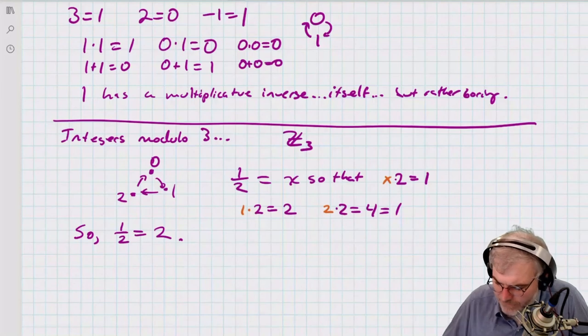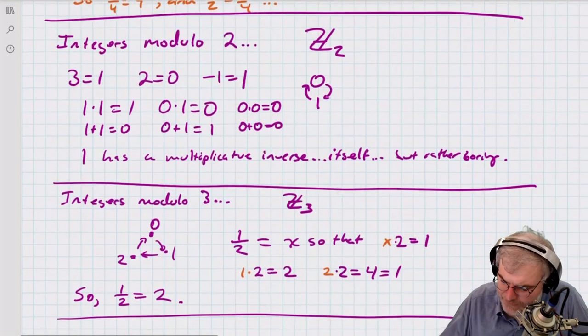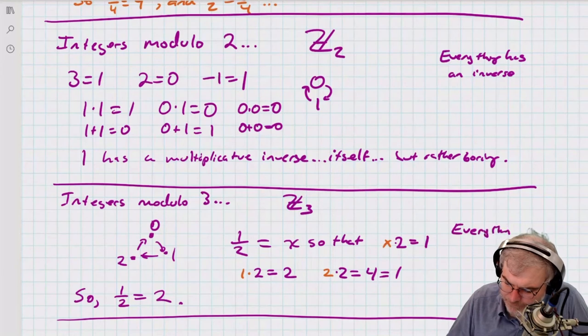How do we feel about that? And that's really the only one, right? Because all the others are boring in a sense, right? Because 1/1, that's just 1. So it's got a multiplicative inverse. So if I multiply 2 by 2, I wind up with 1. Okay. So here we've got everything has a multiplicative inverse.